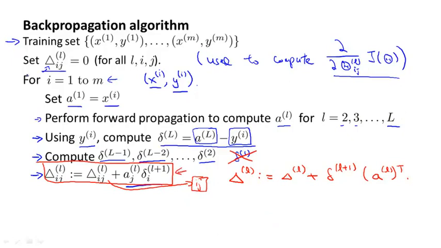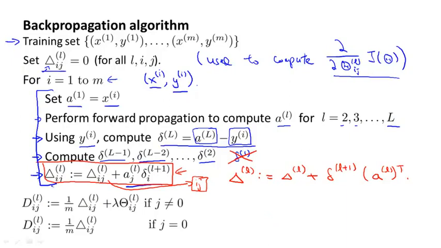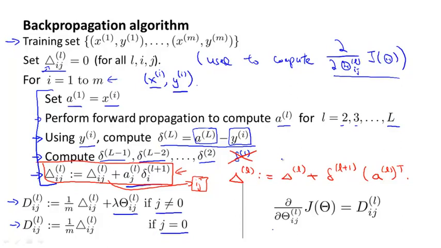Finally, after executing the body of the for loop, we go outside the for loop and compute capital D as follows. We have two separate cases, for j equals 0 and j not equal to 0. The case of j equals 0 corresponds to the bias term, so when j equals 0, that's why we're missing this extra regularization term. While the formal proof is pretty complicated, what you can show is that once you've computed these D terms, that is exactly the partial derivative of the cost function with respect to each of your parameters. So you can use those in either gradient descent or in one of the advanced optimization algorithms.